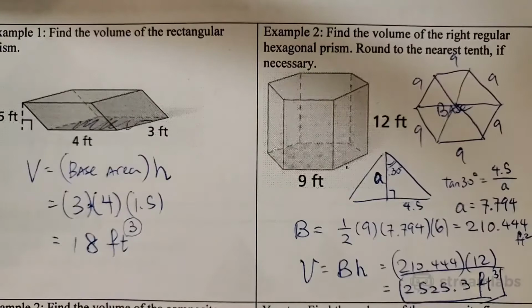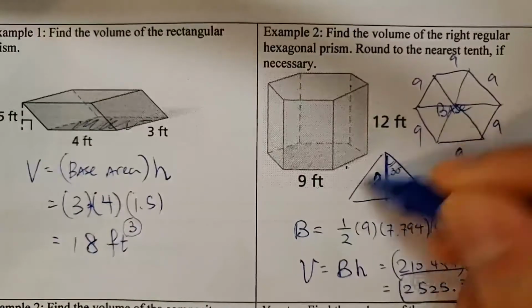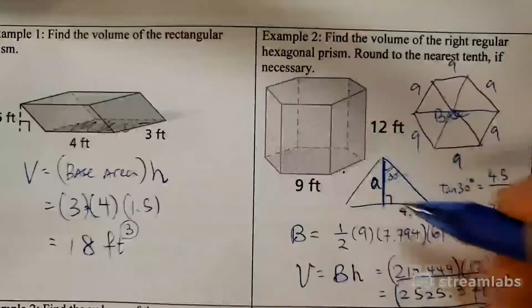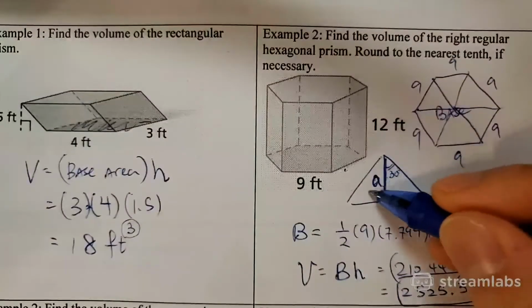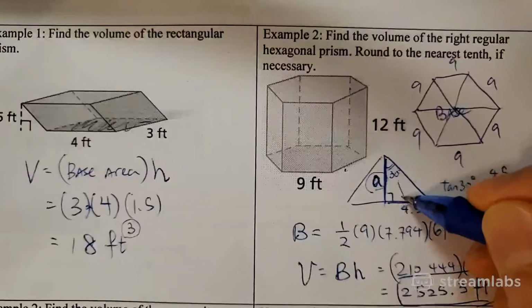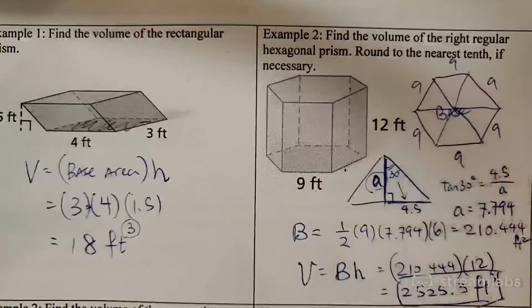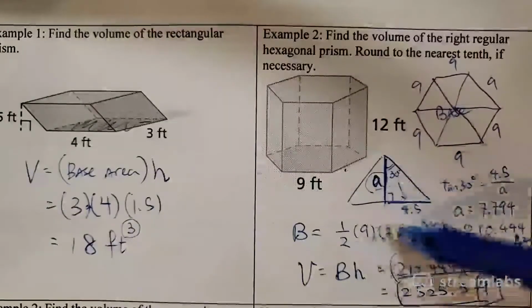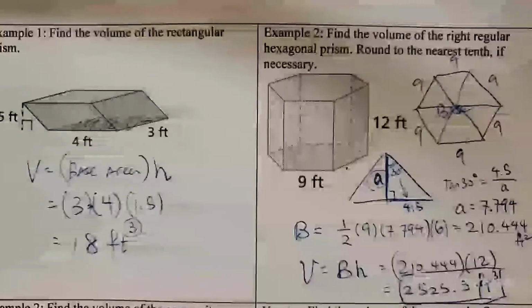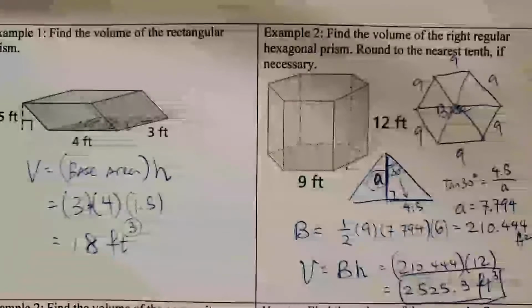If you forgot how to do the base area, then why do we use tangent? Because we want to find the apothem, which is the height of this triangle, right? And we know this is 30 degrees since this whole thing is 60 degrees. So we want to know this part. We have the opposite side. We want to know the adjacent side. So tangent 30 is opposite over adjacent, right? Because you have opposite and adjacent available to you. That's why you want to use tangent. Does that make sense?